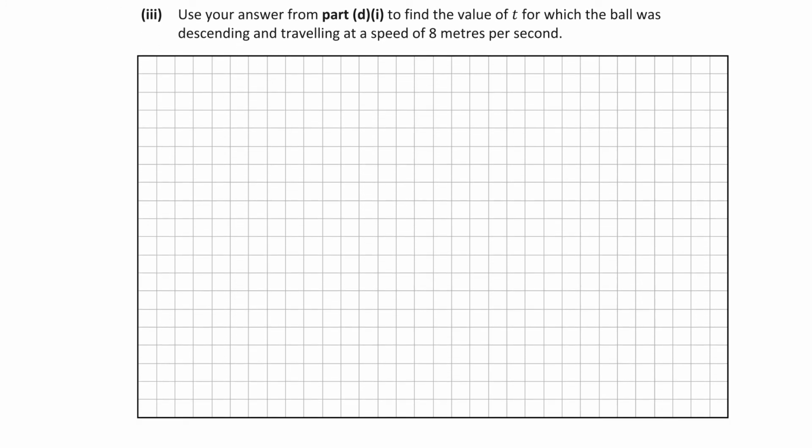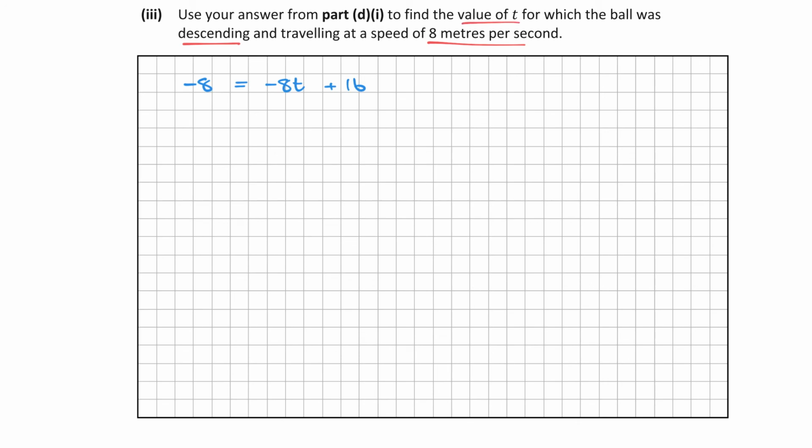Use your answer from part 1 to find the value of t for which the ball is descending. So if the ball is descending, it's obviously going to be a negative 8 in terms of speed. So speed is going to be equal to negative 8, and we need to find out what t is. So negative 8 is equal to negative 8t plus 16. Because you can see there it was descending at 8 meters per second, so that means it's negative 8. So that gives us our negative 8 for our speed, and we're looking for a value for t.